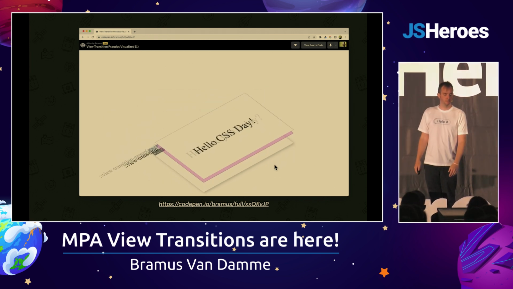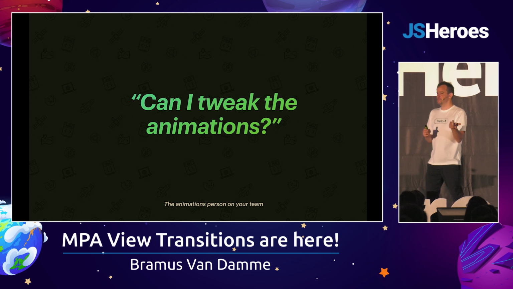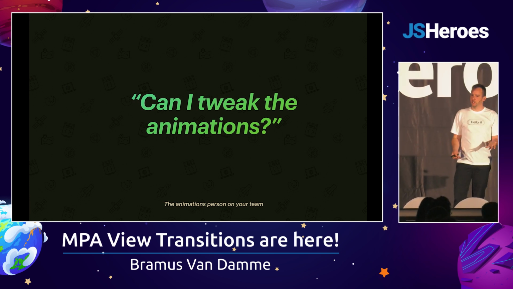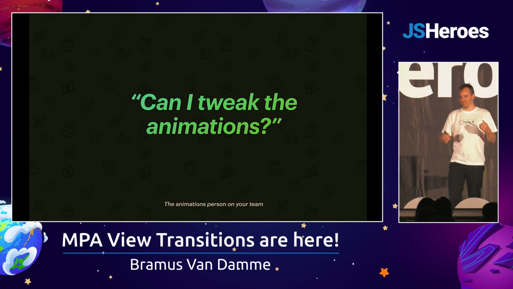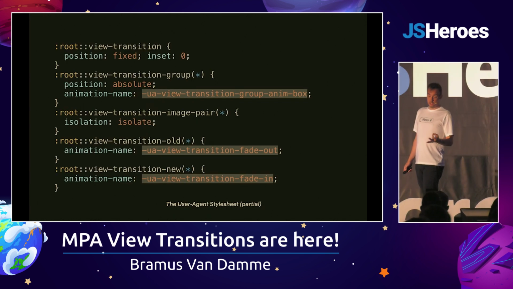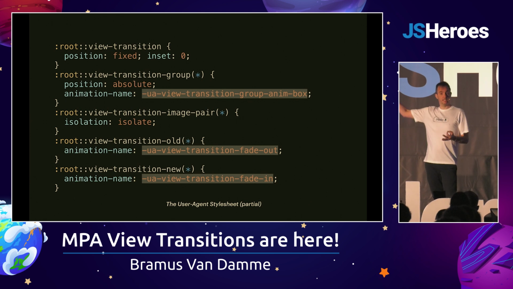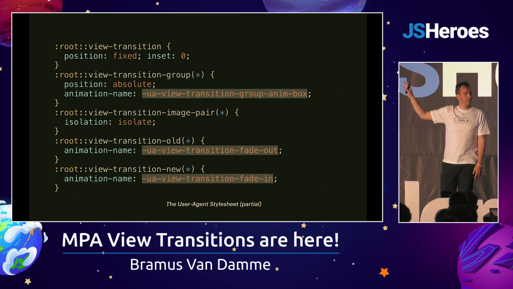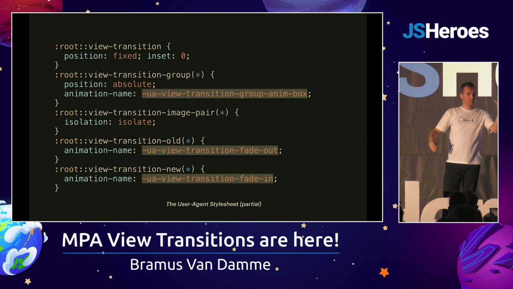All right. Now, at this point, you might wonder, okay, cool, we have this fade in, fade out, but I want to do something else. I want to scale up and scale down stuff. Can I do that? The answer is yes. Because in your user agent style sheet, this is defined. And as you can see, that's CSS animations. Like these pseudos, they fade in and fade out using regular CSS animations.